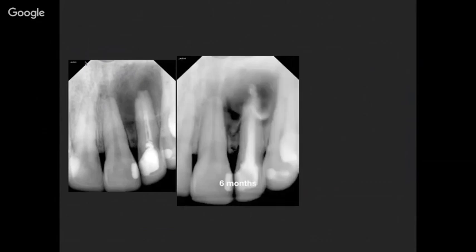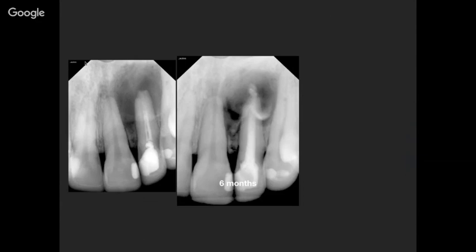So here is a conventional X-ray, a PA, that was post-operative in 6 months after filling the root canal with MTA at the apex and continuing with the filling coronally with gutta-percha.